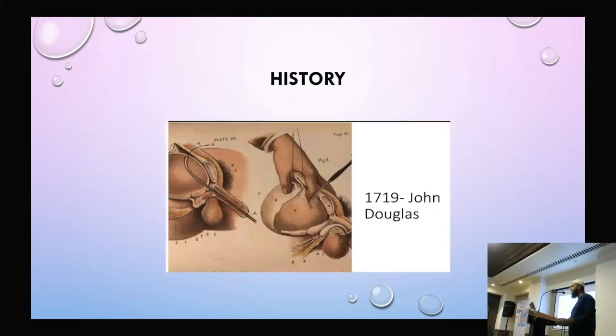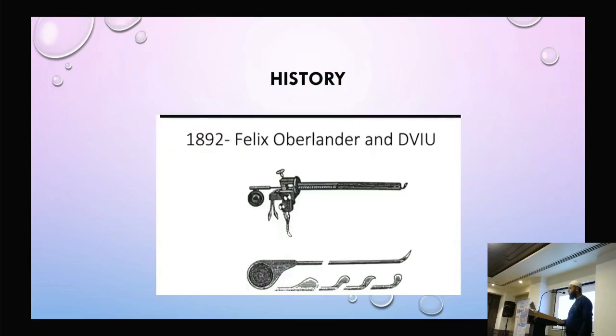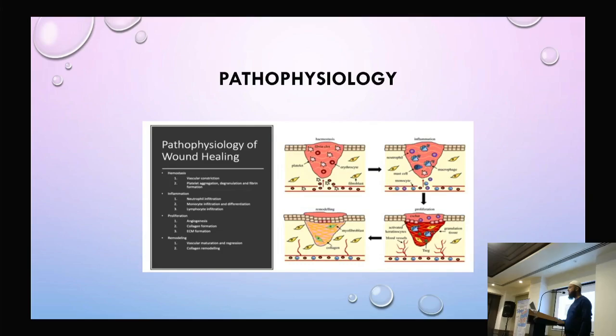Then in 1719, John Douglas passed a soft catheter and palpated suprapubically to incise on it. But because of the high mortality, this was abandoned. The first to perform direct visual internal urethrotomy was Felix Oberlander in 1892, with his urethrotome and optical light. It was the first visual procedure. Previously they were doing blind procedures with a high complication rate.